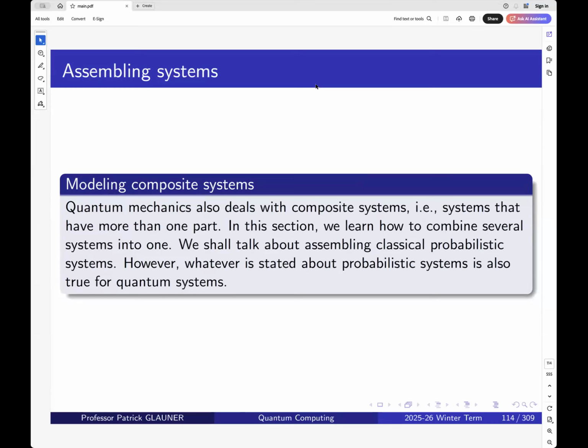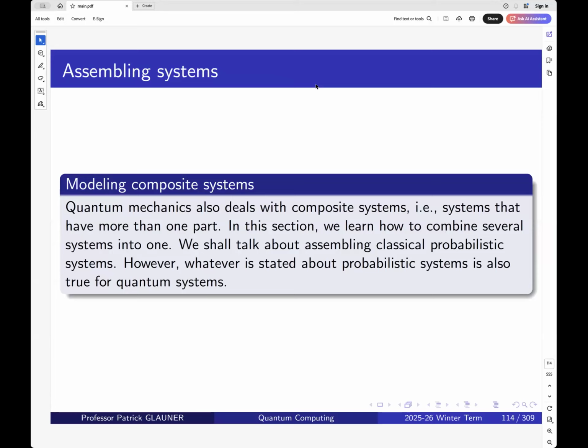Now we're coming to the last subsection for today, for the last 20 minutes or something like that. So far, we have always dealt with one system. First a deterministic one, then a probabilistic one, then a quantum one. And from a computational perspective, we could have a quantum system which is just one qubit, 0 and 1, and we have some transitions in there. But we want to deal in a quantum computer with multiple qubits typically.